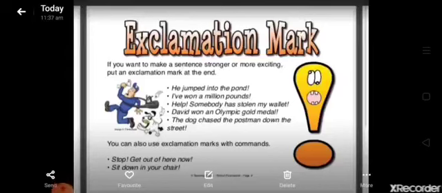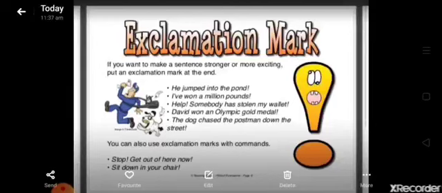If you want to make a sentence stronger or more exciting, put an exclamation mark at the end. Now I am going to read these examples. He jumped into the pond! I have won £1,000,000! Help! Somebody has stolen my wallet! David won an Olympic gold medal! The dog chased the postman down the street!